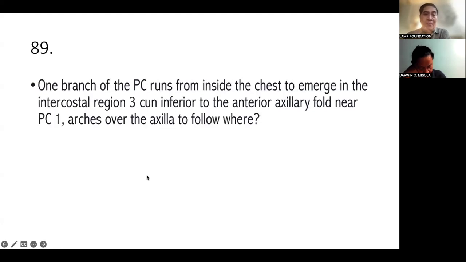One branch of the pericardium runs from inside the chest to emerge in the intercostal region, 3 cun inferior to the anterior axillary fold near PC1, and arches over the axilla to where? Along the anteromedial aspect of the upper arm.